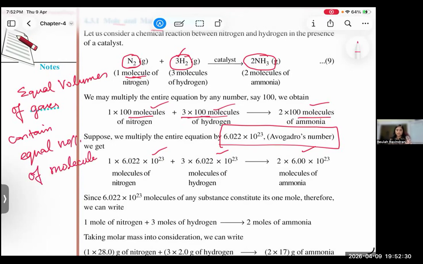Clear? So this is called Avogadro's law. Equal volumes of gases contain an equal number of molecules. So that is his law. Actually speaking, the actual value was determined by the scientist Jean-Baptiste Perrin.